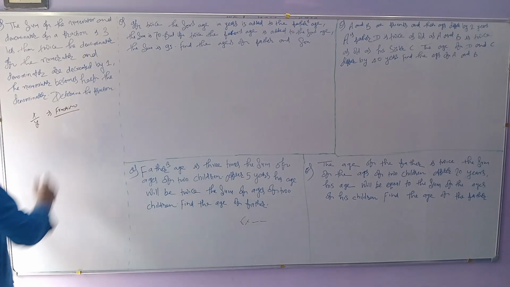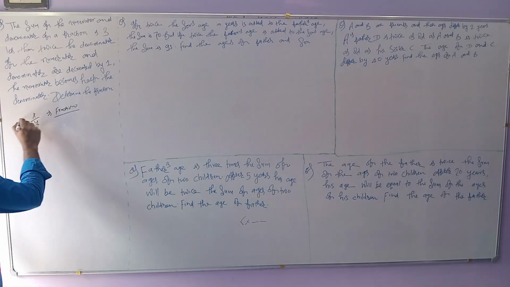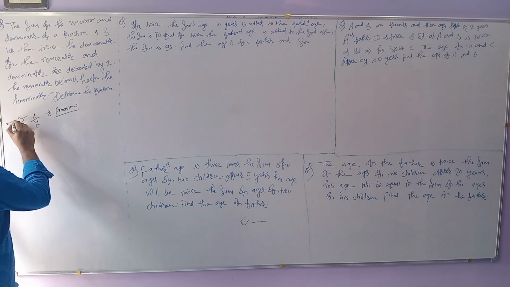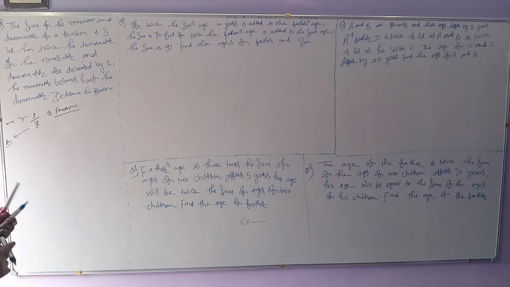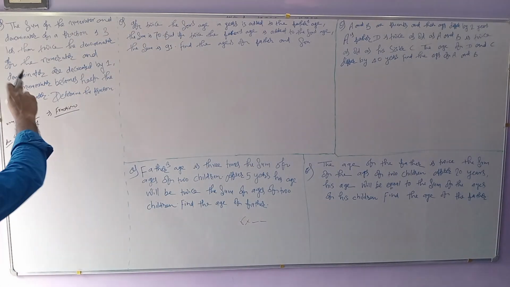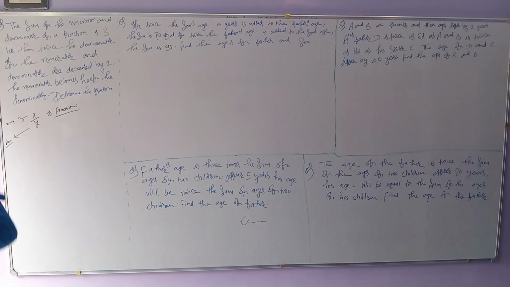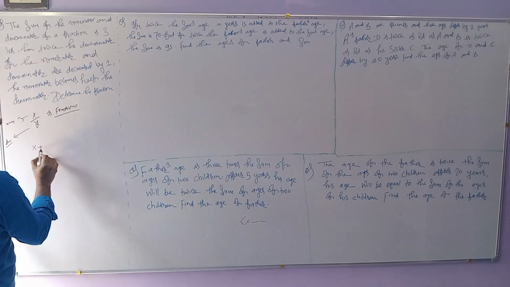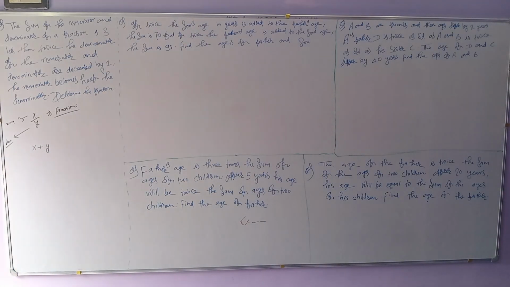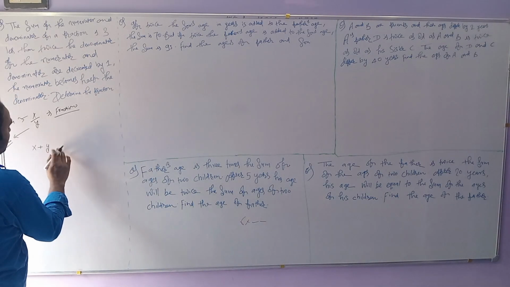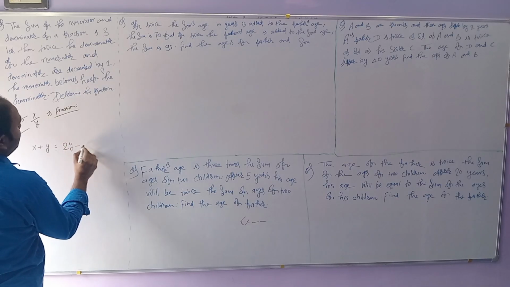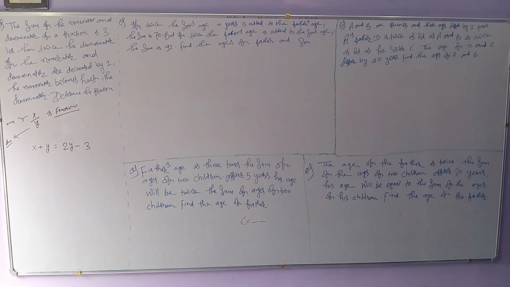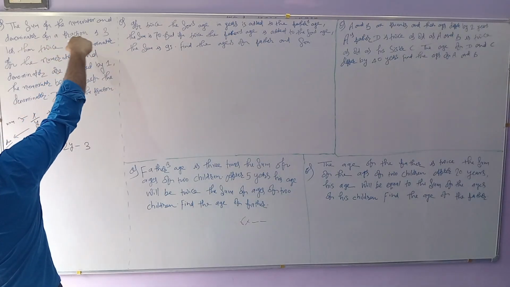Fraction x over y, where the numerator is x and the denominator is y. The sum of the numerator and denominator of a fraction is 3 less than twice the denominator.